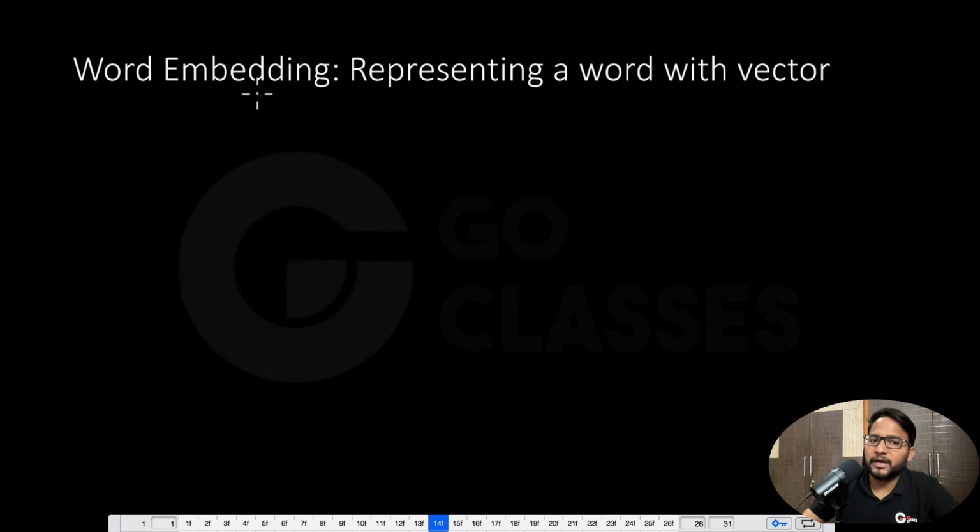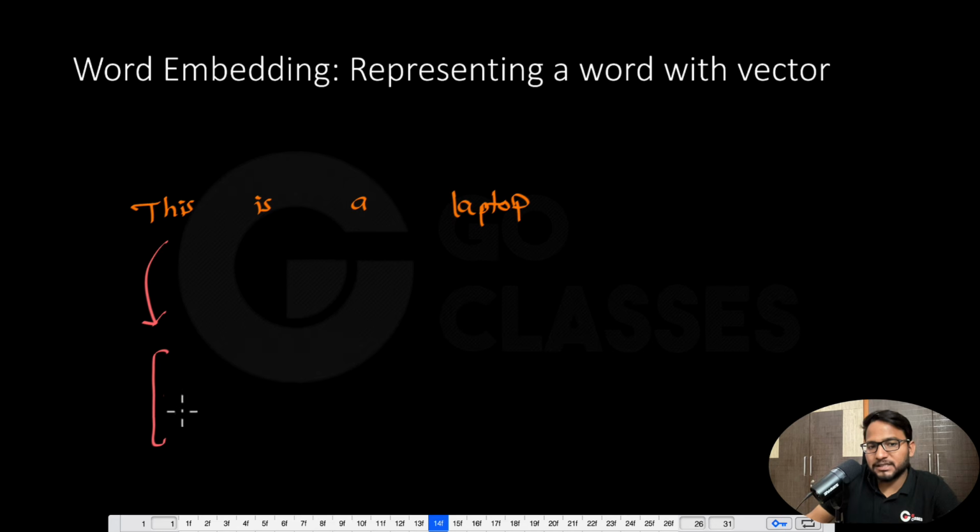Now let me quickly tell you that there is something called word embedding that is used for representing a word with a vector. So if you have this is a laptop, then as I said, there will be something called word2vec, and this is one research paper that researchers published in 2012 or 2011, I think. And then this says that you can convert every word to a vector.